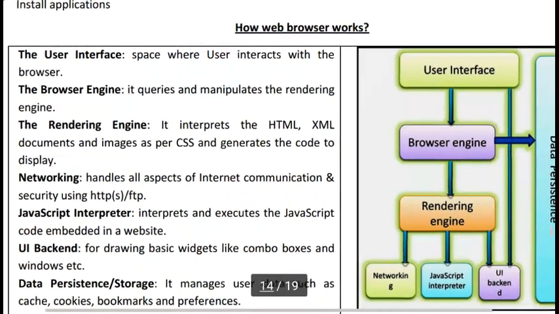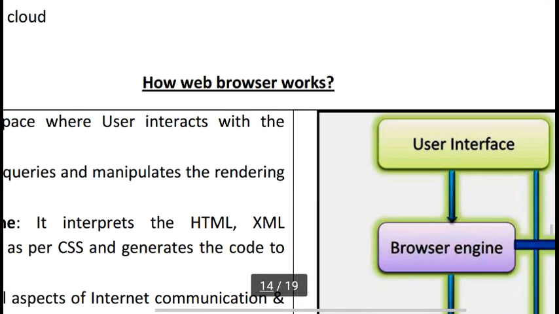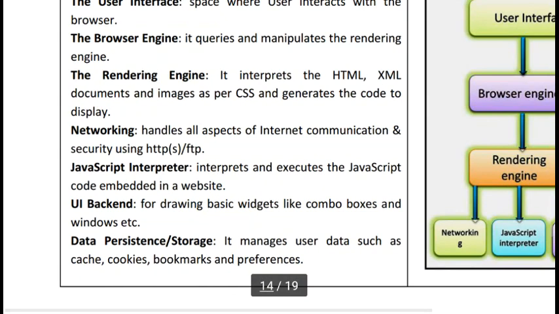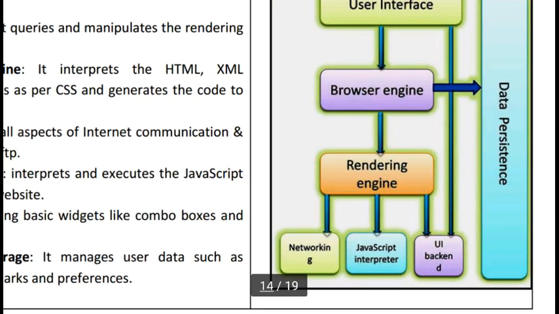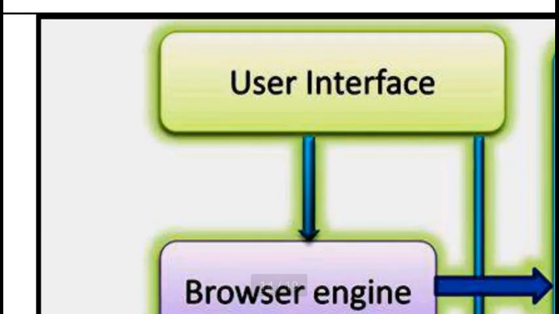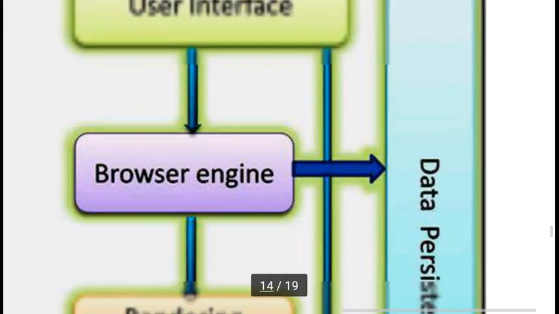So these are the web browser functions inside, but we see only the output, while behind the scenes this kind of thing is working. But in picture form you can understand. User interface means our web browser, the Google Chrome screen. Browser engine means searching the content.